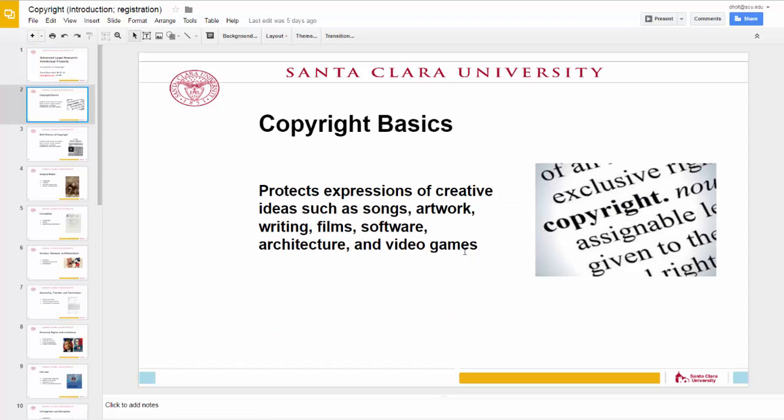So the very basics of copyright, for those of you that have not yet taken the IP survey course: copyright is the area of intellectual property which covers expressions of creative ideas. Some examples include songs, artwork, writing, film, software, architecture, and video games.